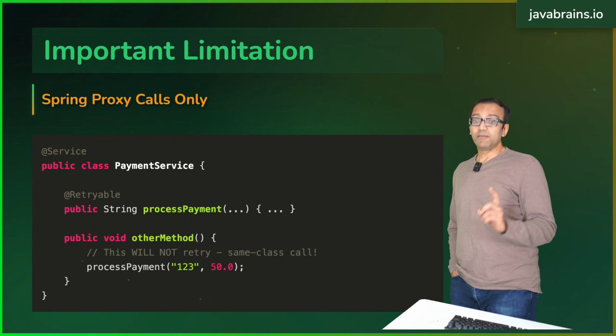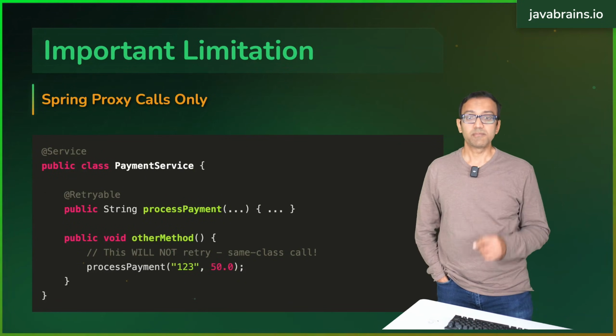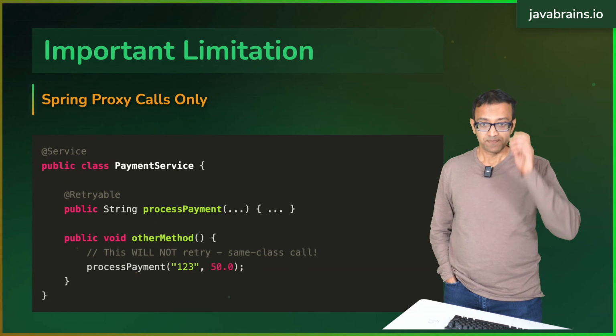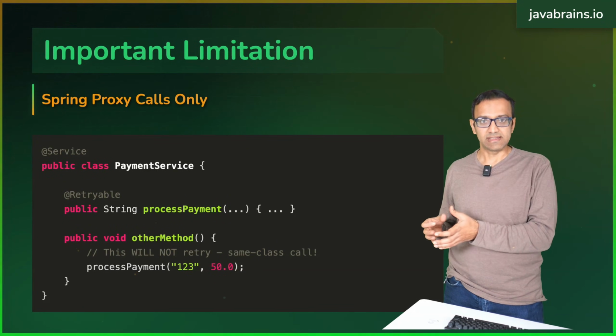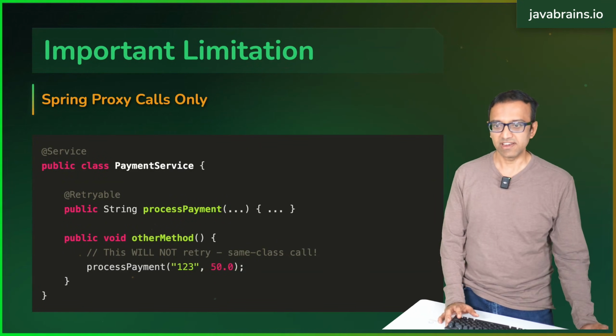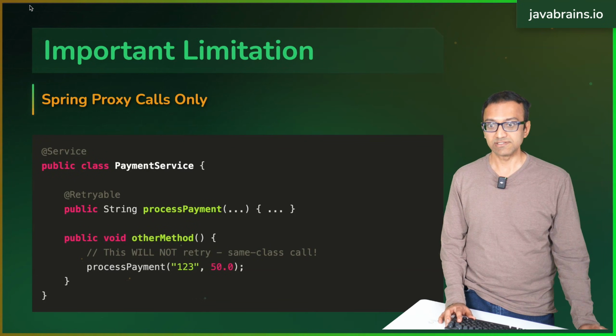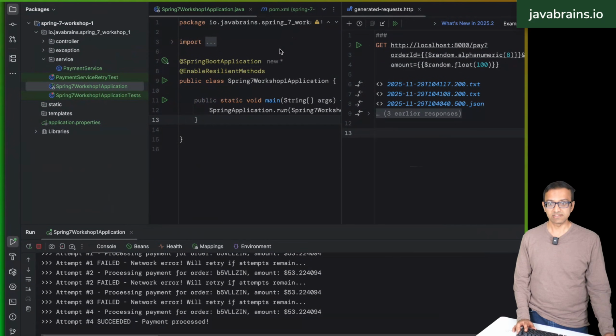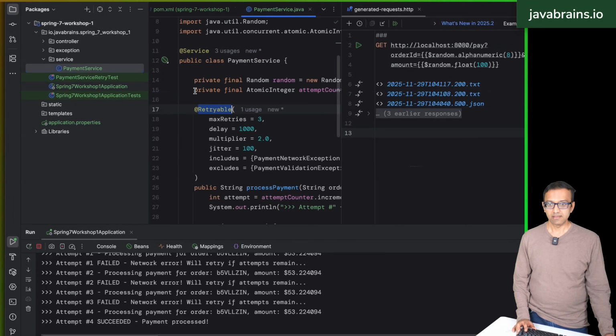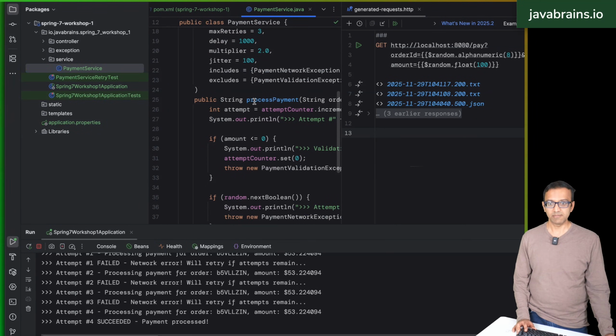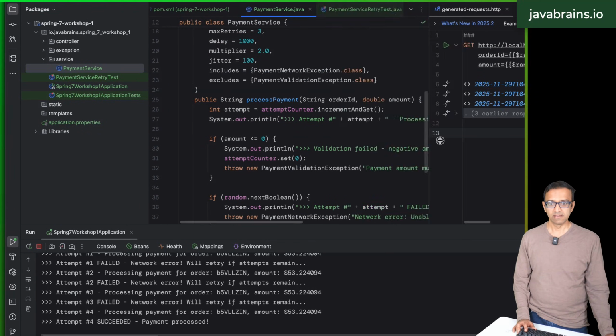The key thing about this is that this is Spring proxy calls only. Now, if I were to take that method and create a new instance of the class, and then call it directly, it is not going to work, as you can imagine. So if I go to this here, and this is my service. I have a RetryTemplate here. This is the process payment service.